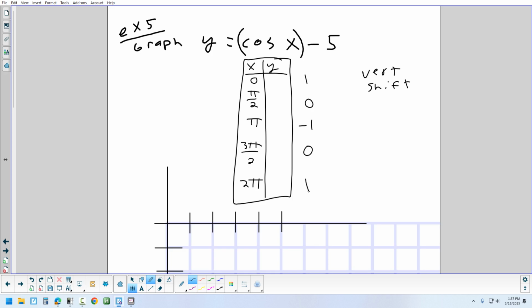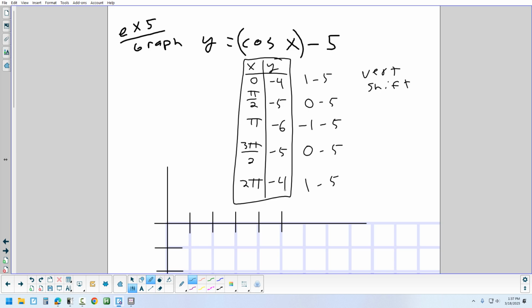Now, take the y values and do what? Subtract 5. Don't do the opposite. So my first y value is going to be -4, the second one -5, third -6, then -5, and -4.